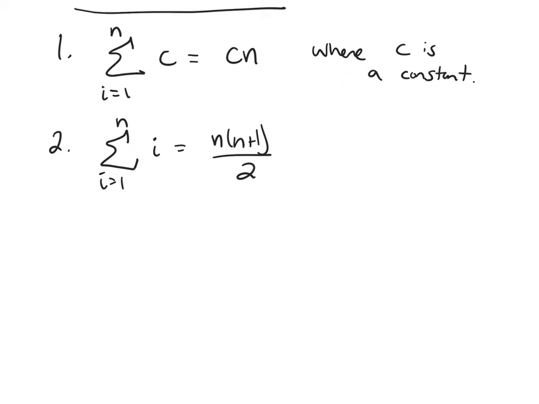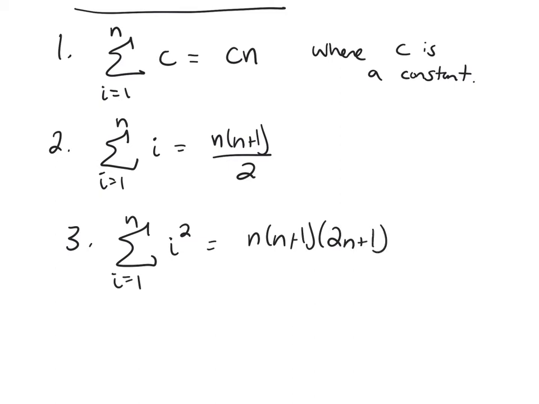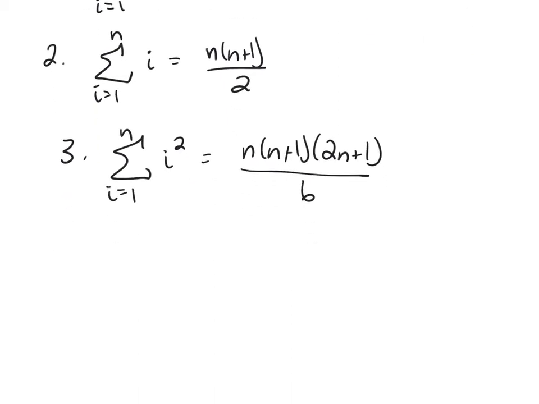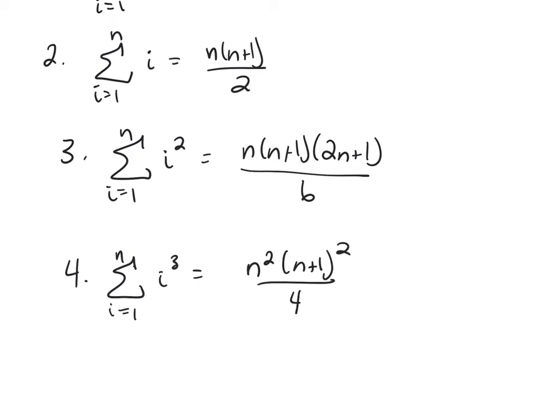Our third summation formula will be the summation from I equals 1 to N of I squared. It's N, N plus 1 times 2N plus 1 over 6. And the fourth and final summation formula is the sum of the cubes, 1 to N, I cubed. It's going to be N squared, N plus 1 squared over 4.